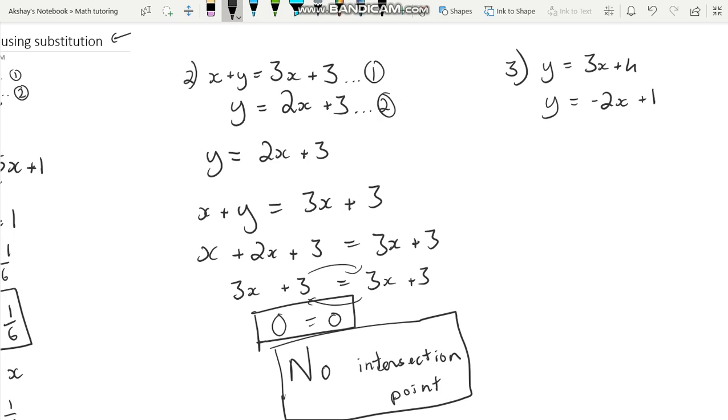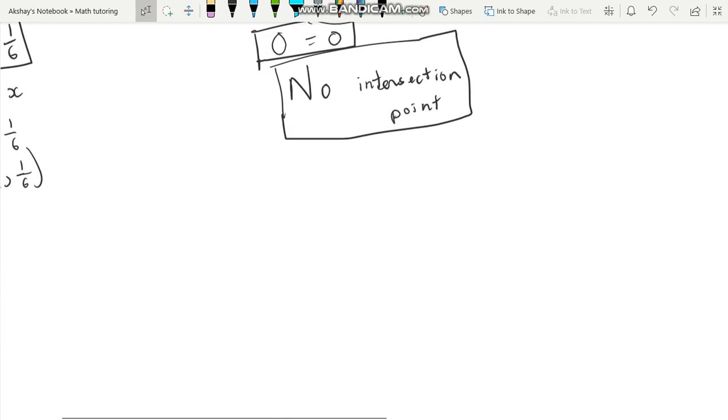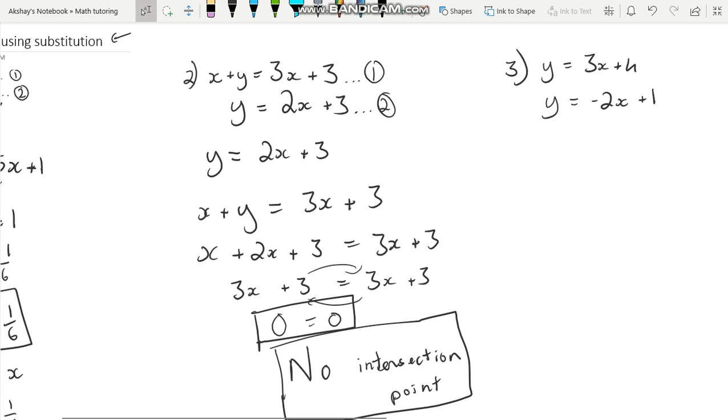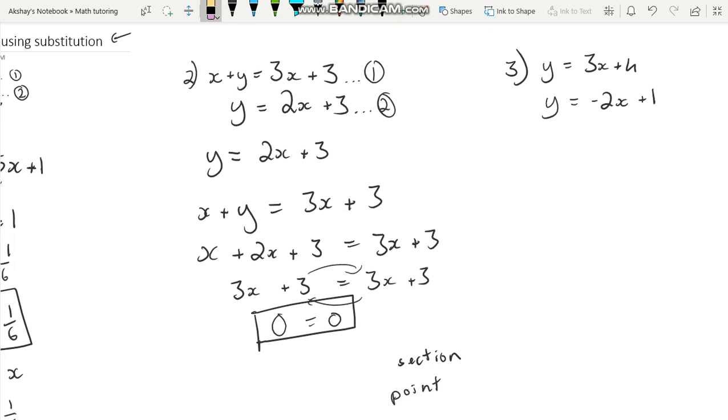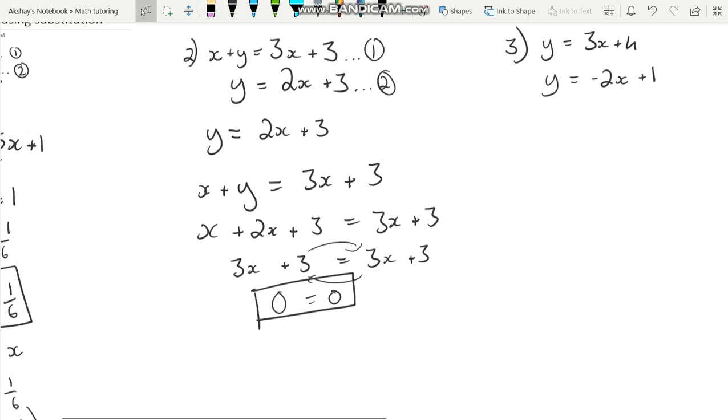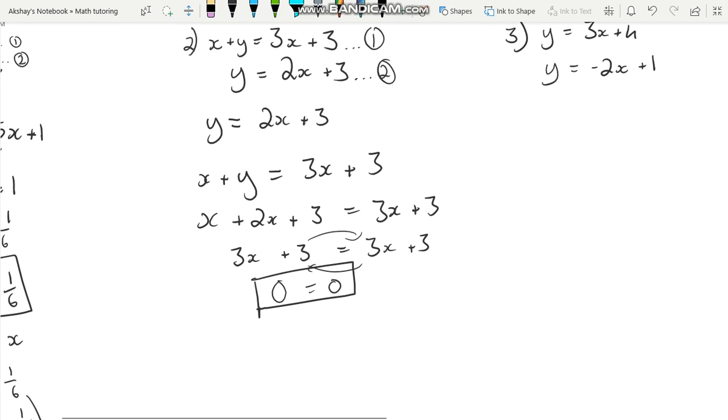For this system of equations, I don't get a single solution. I get 0 is equal to 0, which says nothing about the intersection points. Sorry, wait, let me just correct that. A solution can be either no intersection points or infinite intersection points. Sorry about that. So we're going to check whether it has 0 intersection points or infinite intersection points.